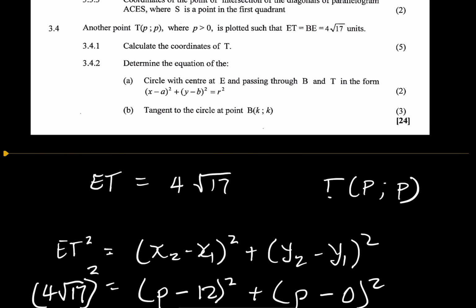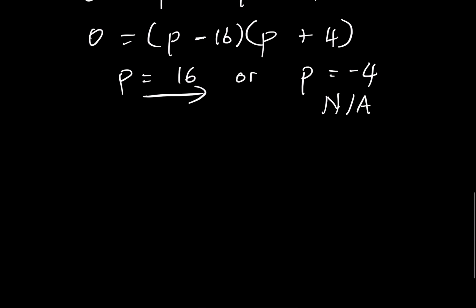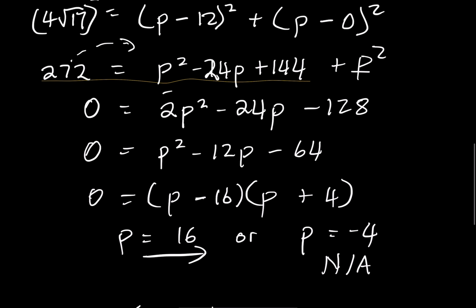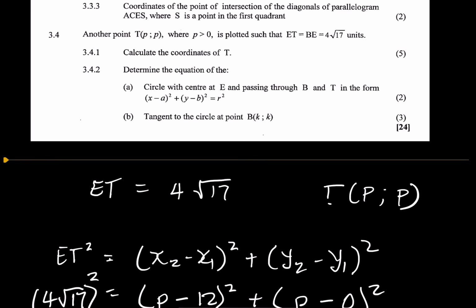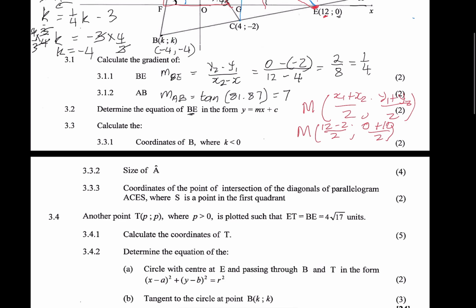Right, now they say to us, determine the equation of the circle with a center at E. Now remember, E had the coordinates 12 and 0. So we already know the x value and the y value of the center. And then they say, and passes through B and T. Right? Now, let's go back to our structure.